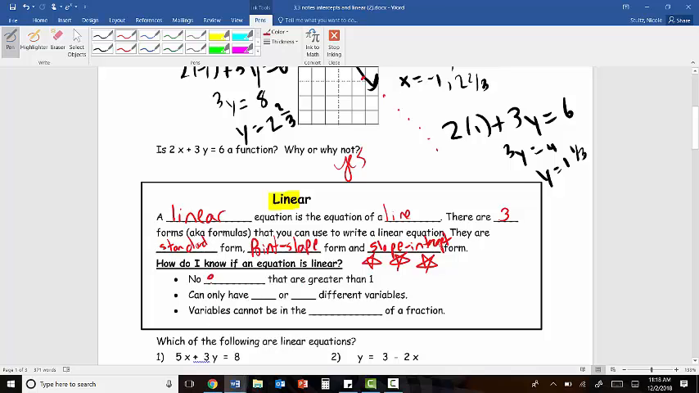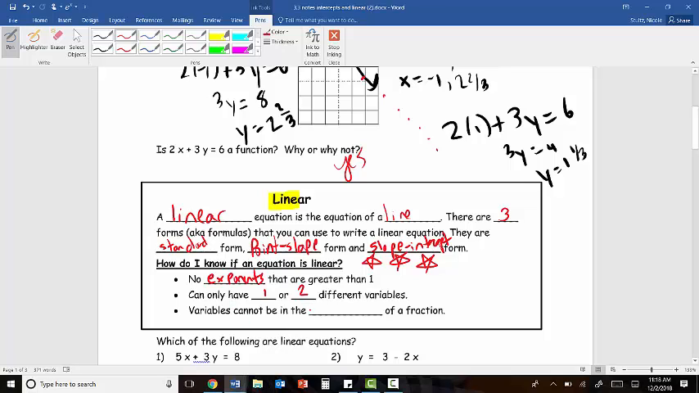You can't have exponents greater than 1. So if it has an x squared in it, it's definitely not linear. You can only have 1 or 2 different letters. So you can't have y, x, and z. You can't have 3 letters. You can only have 2 at the most. 1 is okay, but you can't have more than 2.